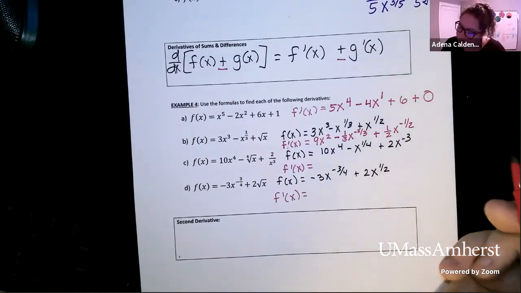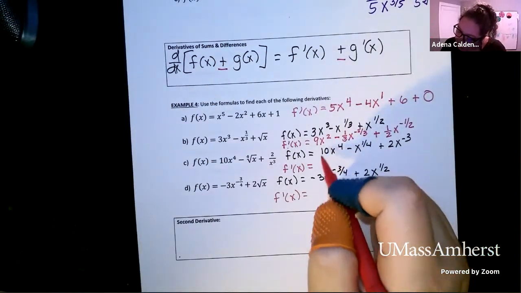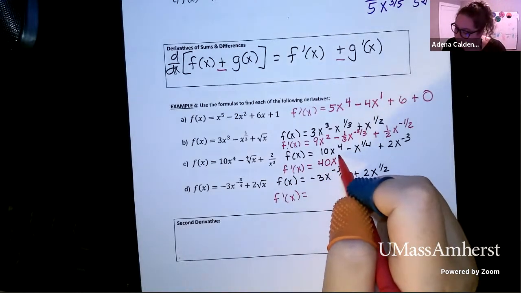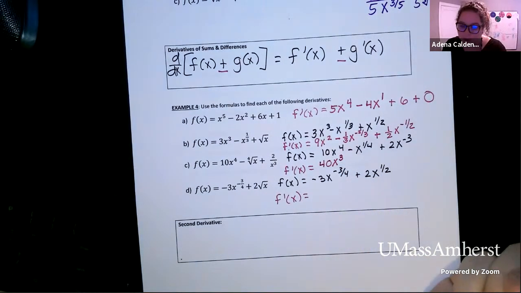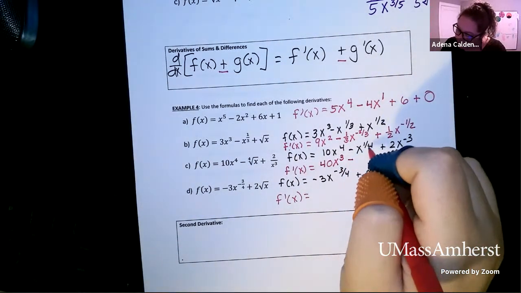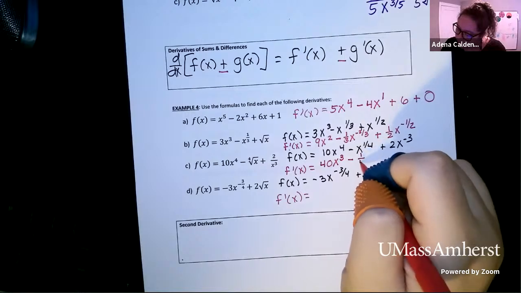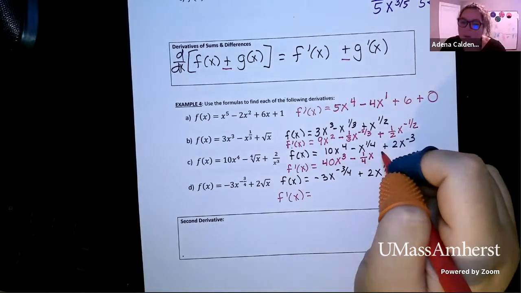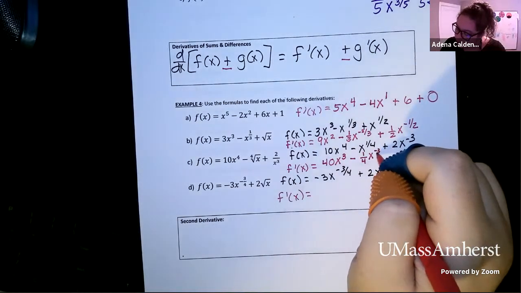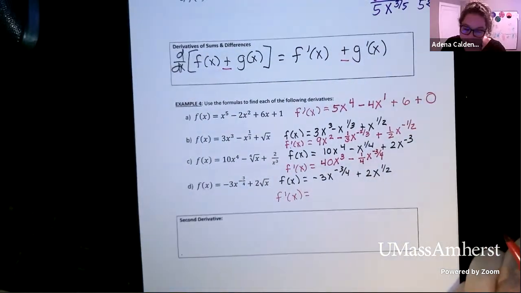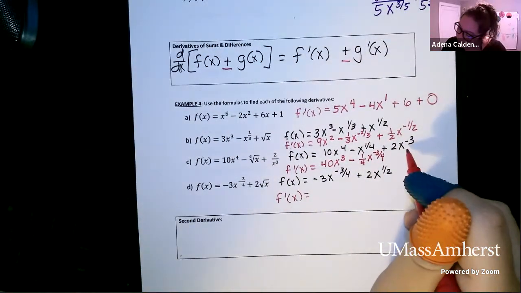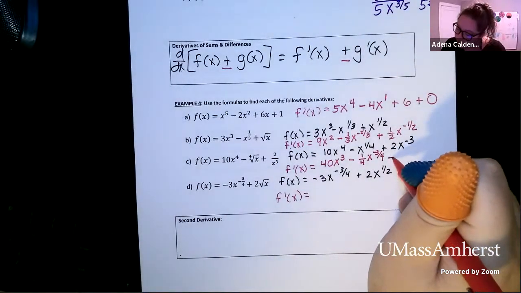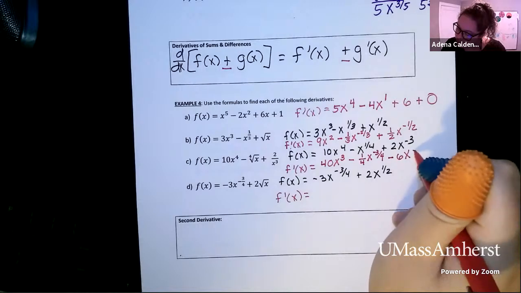I've just rewritten it. So now when I do the derivative, the 4 comes down to multiply the 10, giving me 40x cubed, because I subtracted 1 from the power, minus, now I have x to the 1/4, so the 1/4 comes down, subtract 1 from the power. 1/4 minus 1 gives me negative 3/4. And then finally, the last term, the negative 3 comes down to multiply the positive 2, giving me minus 6x to the negative 4.